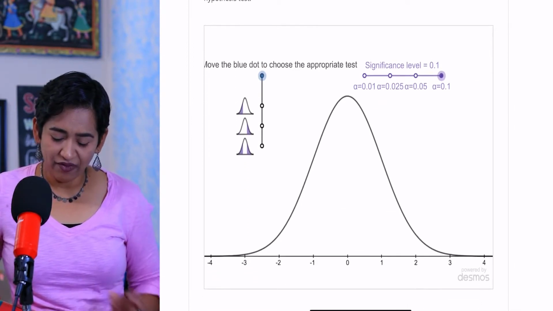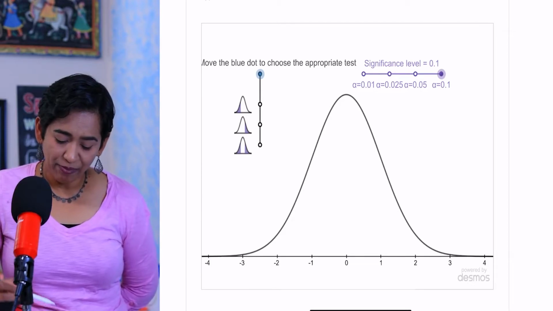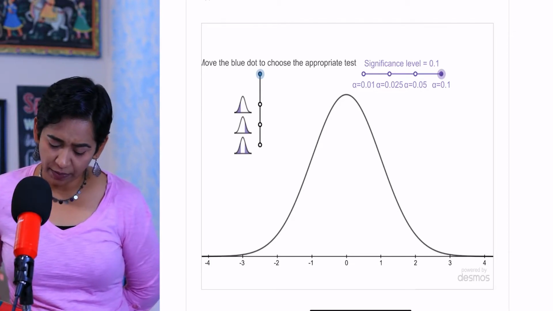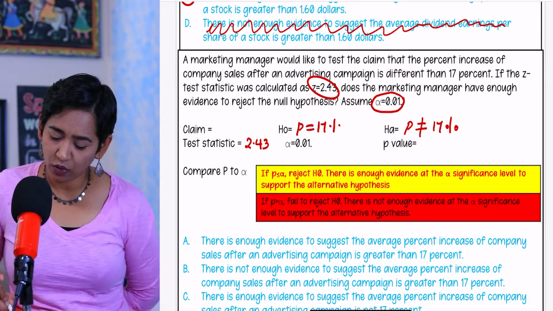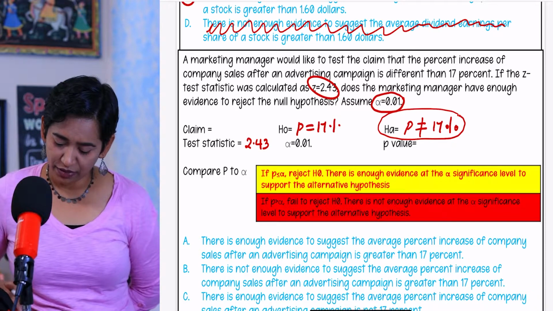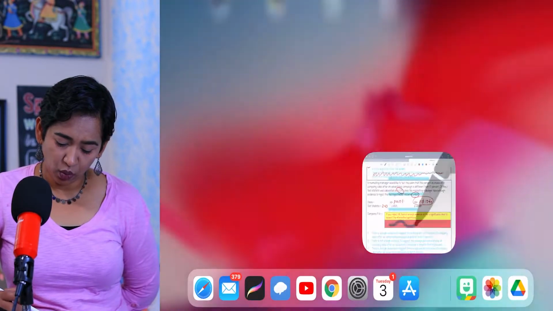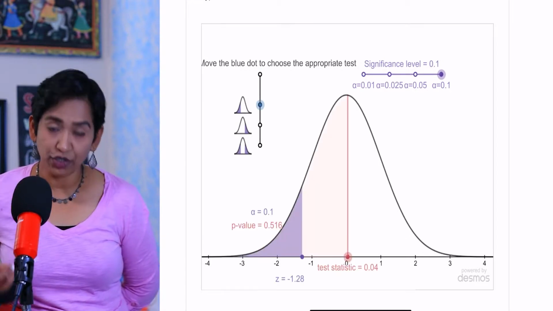Okay, so here I have it. First step, I'm going to move to what tail test it is. Because it is not equal to, I know it's a two-tail test. Let me go ahead and do that. Moving once, moving twice, that's right-tailed. I'm getting to two-tailed.